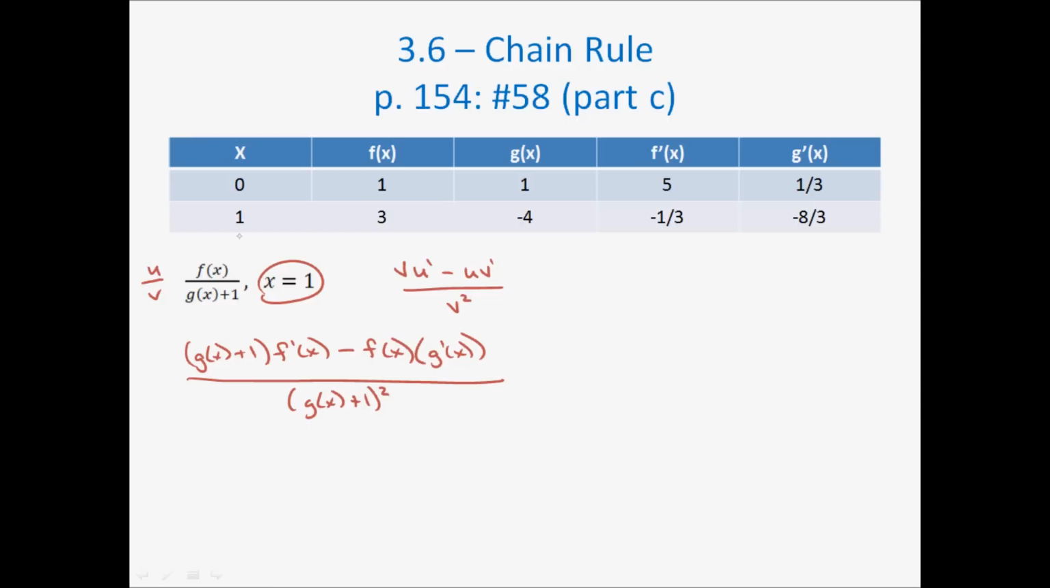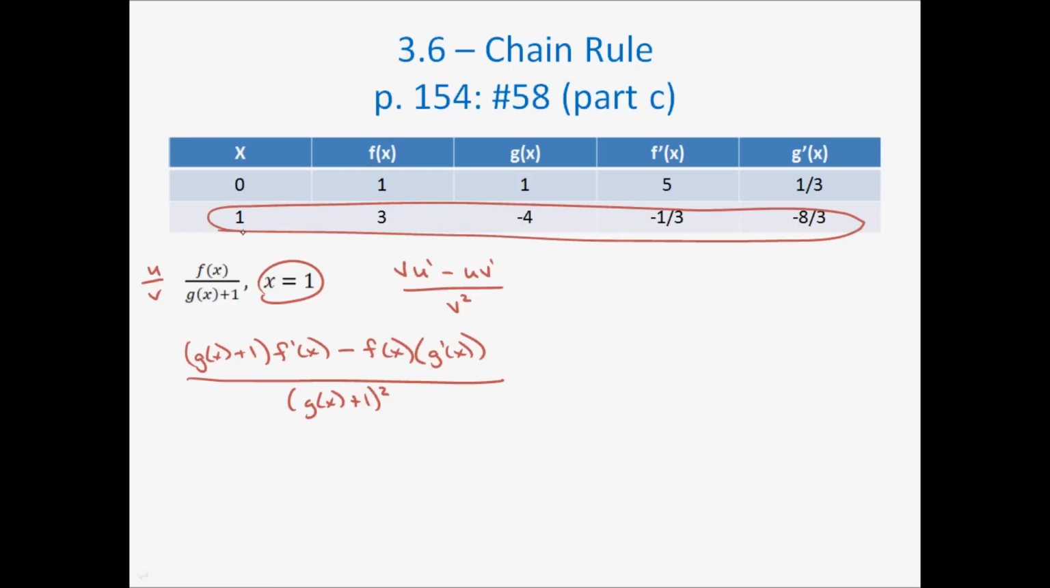This time they're telling us x equals 1, so we're going to use the bottom row. So g of 1 is negative 4, plus 1 from this guy. Then f prime of 1, negative 1/3, minus f of 1, 3, times g prime of 1, negative 8/3, all over g of 1, negative 4 plus 1 squared.